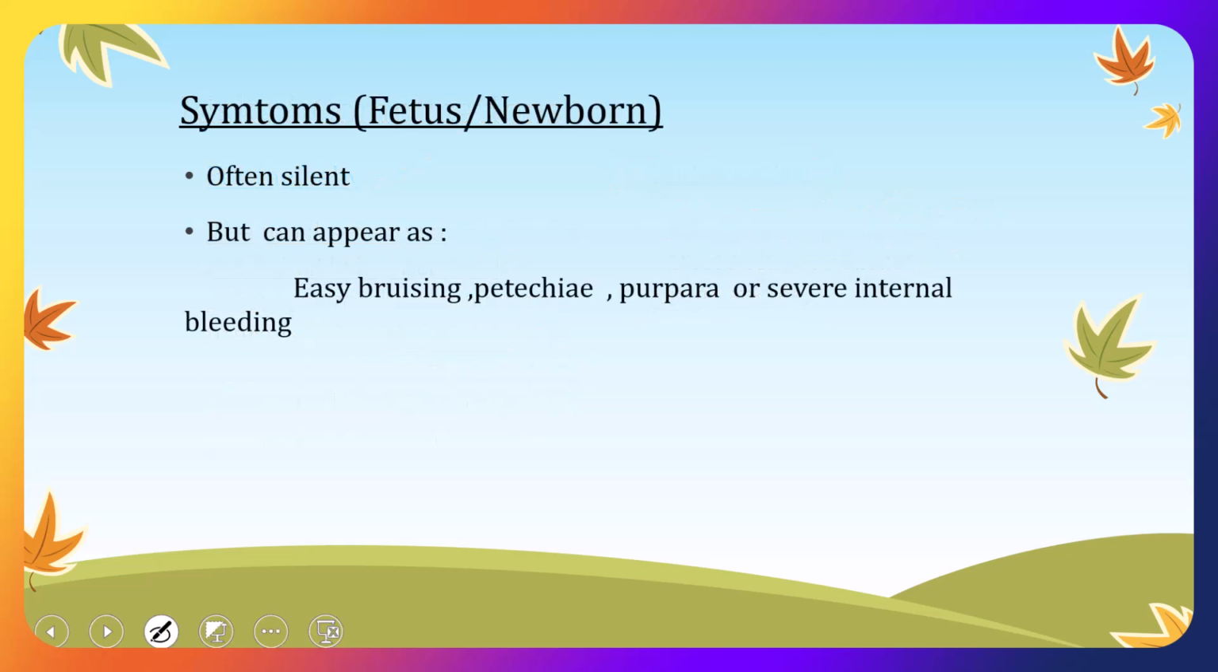So what are the symptoms in the fetus and newborn? Usually the baby or the fetus could be silent, but it can appear in the form of easy bruising, petechiae, purpura, or severe internal bleeding.